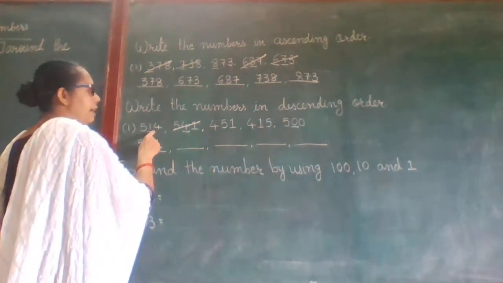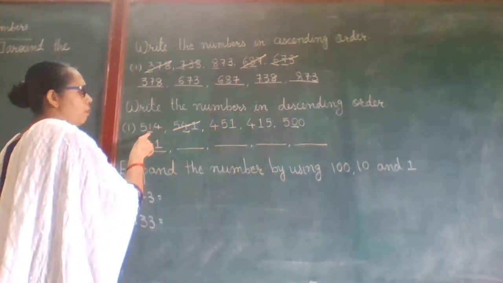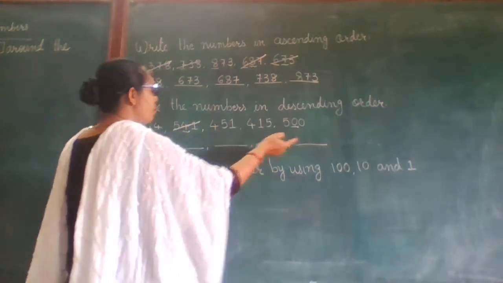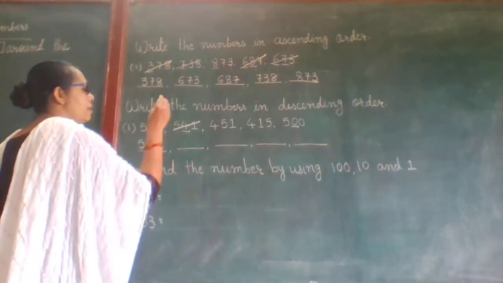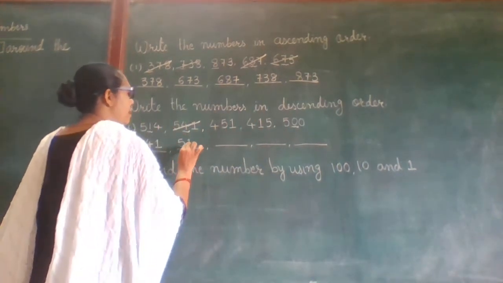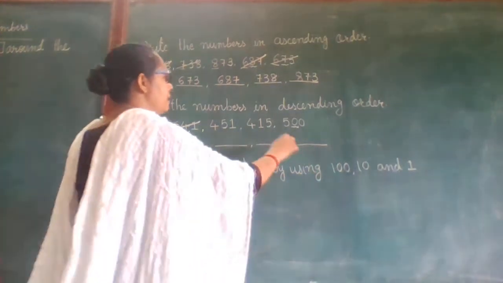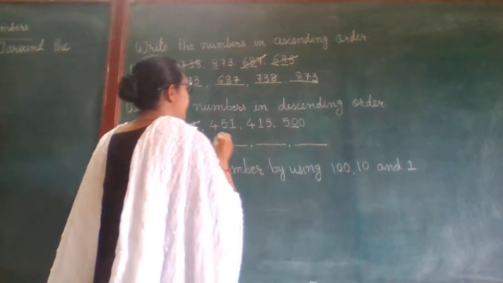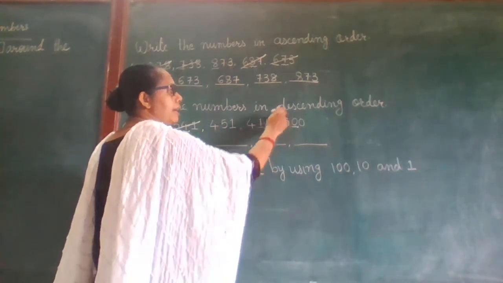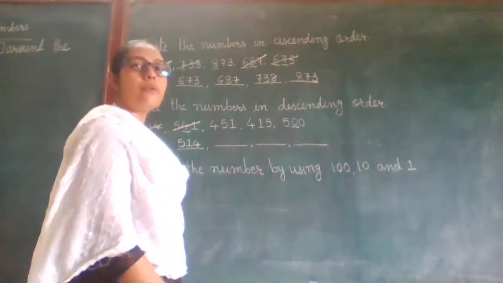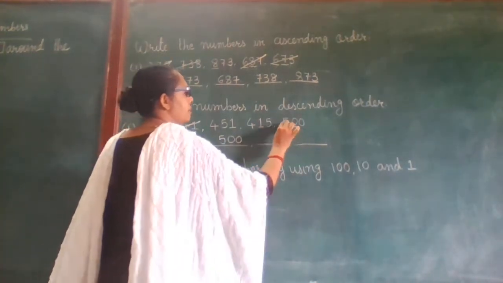Now we check these two numbers. So 540 and 500, we check the tens place. 1 here and here 0. So between 1 and 0, 1 is greater. So we write 540 on second place. And here 4, we check that for hundreds place it is 4, 4 and 5. It has 5. So 5 is greater. It will come on third place.